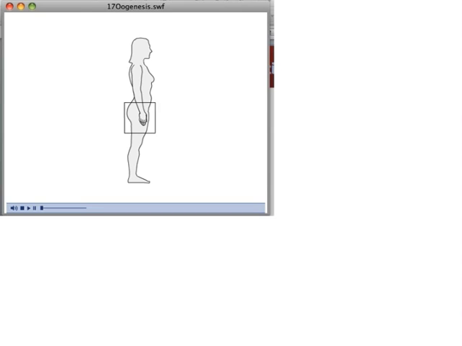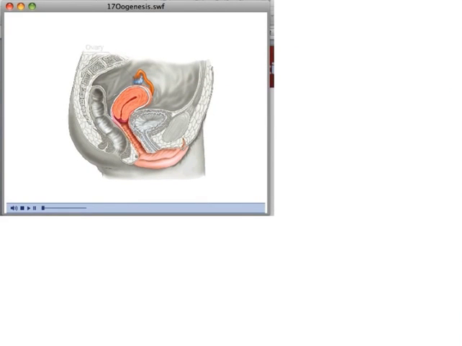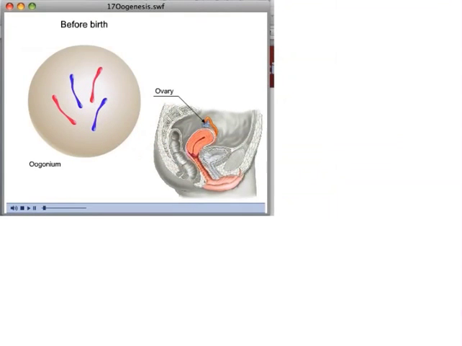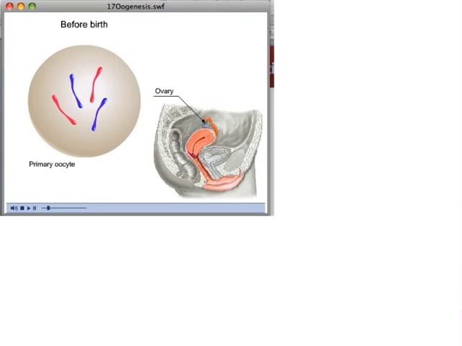In human females, oogenesis, or egg formation, takes place within the ovaries. Each ovary contains diploid cells called oogonia, derived from embryonic germ cells. Before a woman's birth, the oogonia divide by mitosis. The result is more oogonia, some of which develop into primary oocytes. Primary oocytes are immature egg cells contained within masses of cells called follicles.